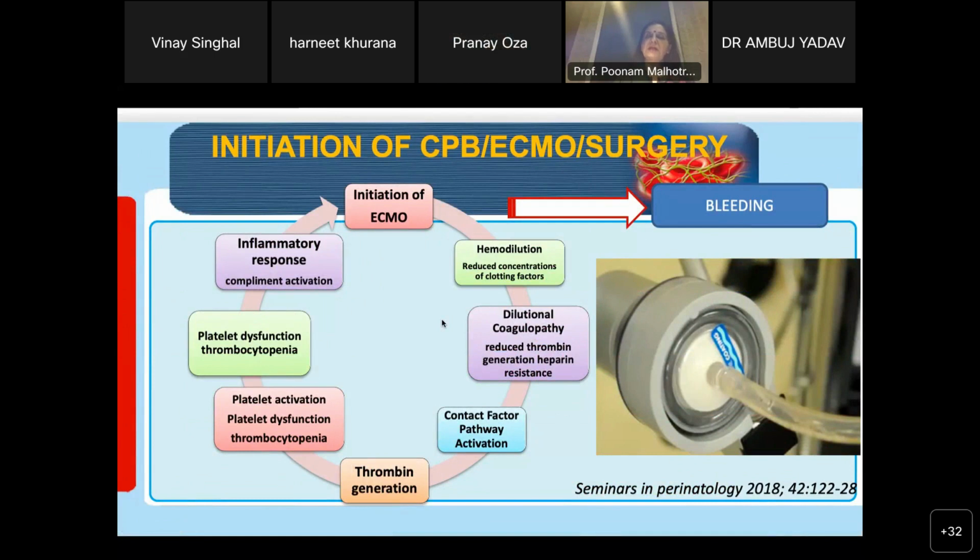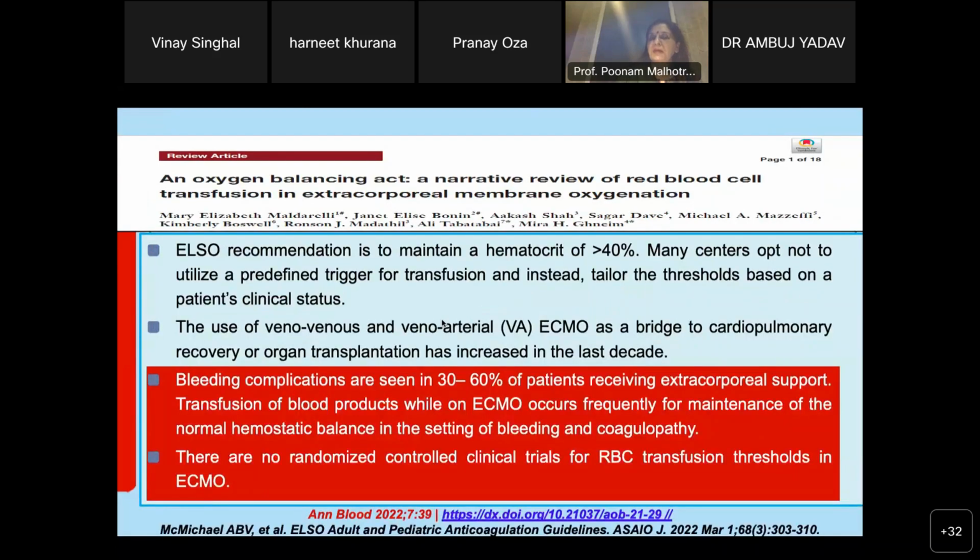We know that the initiation of ECMO and CPB surgery brings about hemodilution. Many speakers earlier have spoken about it, but what it brings about is also an inflammatory response and a surge response. And also with it, a lot of thrombin generation. When the thrombin is being generated, it is this centrifugal pump that brings about all the changes.